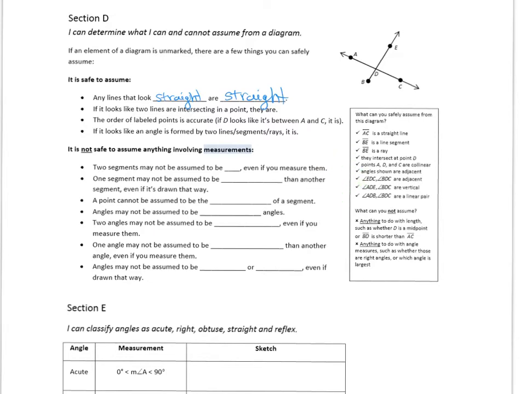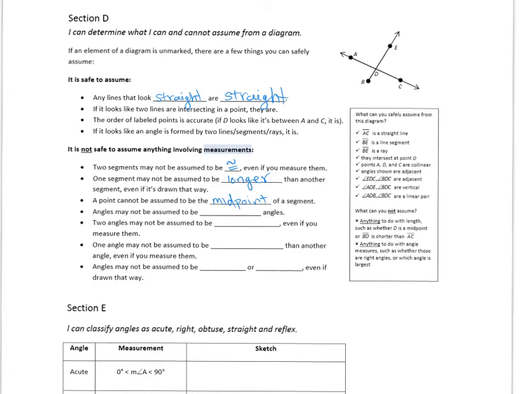Things we cannot assume. We cannot assume anything to be congruent unless it's marked, even if you measure them. One segment may not be assumed to be longer than another, even if it's drawn that way. A point cannot be assumed to be the midpoint of a segment. That's the point in the middle, right? Even if it looks like it's in the center, we have to mark it.